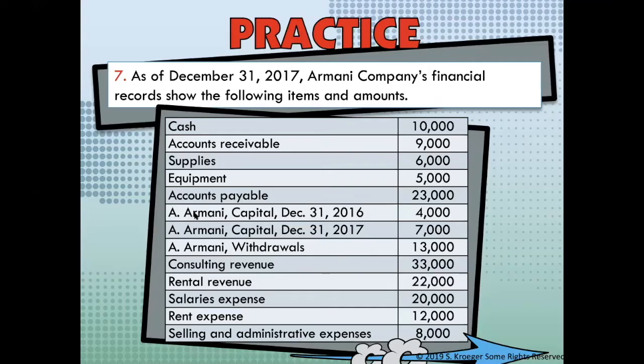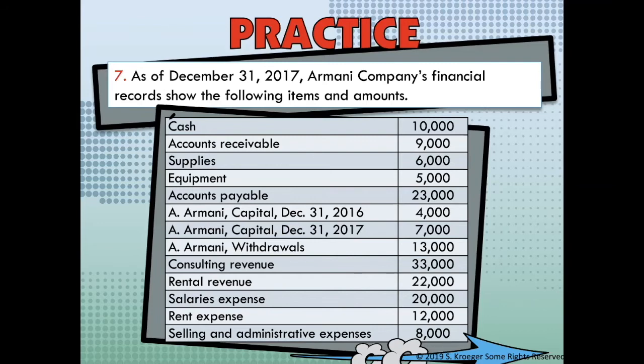As of December 31st, 2017, Armani Company's financial records show the following items and amounts. We have cash, accounts receivable, supplies, equipment, accounts payable, the capital accounts at the end of last year, so that means the beginning of this year, and then at the end of this year. The owner's withdrawals, 2 revenue accounts, and then 3 expense accounts. These do go in order, and I think one of the easier things to do is to label the accounts before you start this problem.